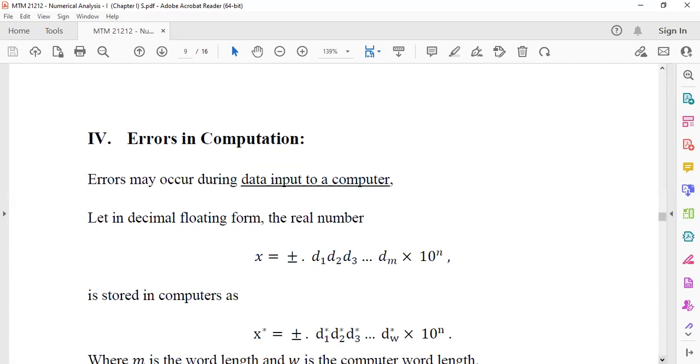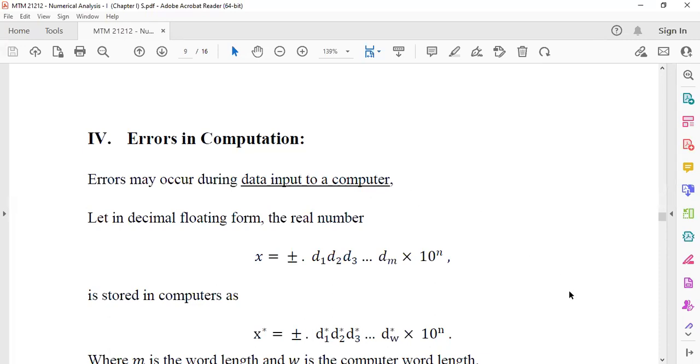Okay. So errors in computation. Computation means it's about the computer, maybe any calculation as well. We can adapt that one. So mainly the computer. Okay. So errors may occur during data input to a computer.